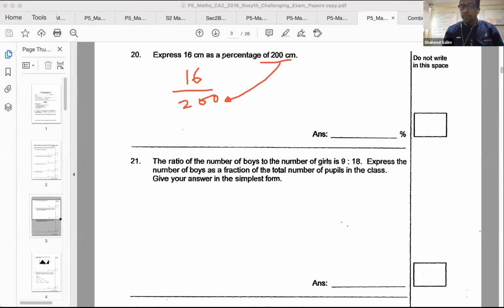Sometimes "of" can mean times, but this one is a fraction. They ask you to make it a fraction first, then after that, you times by 100. There are two ways of doing this. I'll show you both ways, okay? This is one way. Another way, just put 16 over 200.